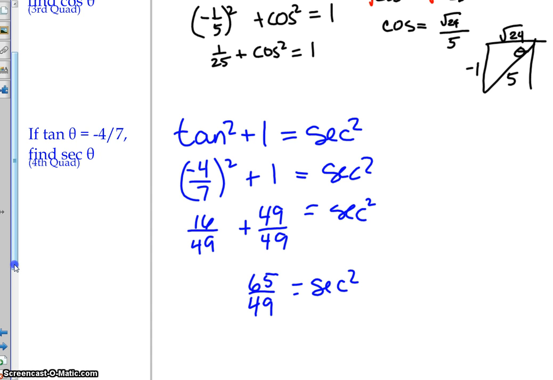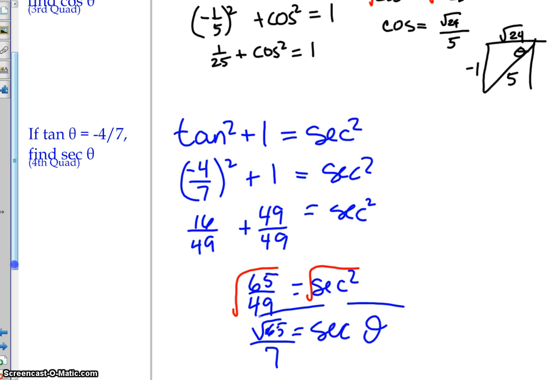Now again, what we're doing to both sides is taking the square root of both sides to say I want to know what secant alone is. So my secant of theta here would equal the square root. Go ahead and just leave this as the square root of 65 over 7. That's my final answer here. So you get an idea of how we work these out.